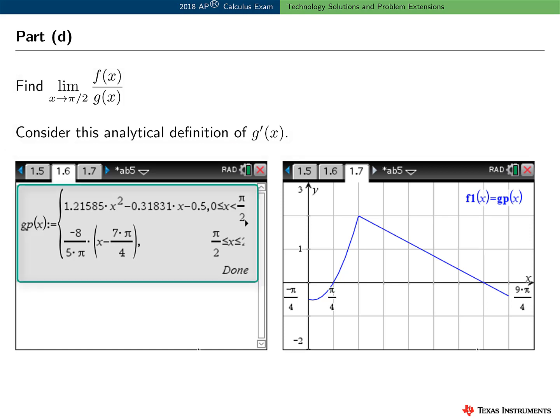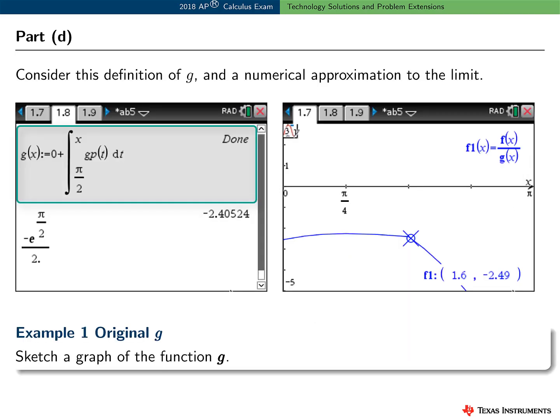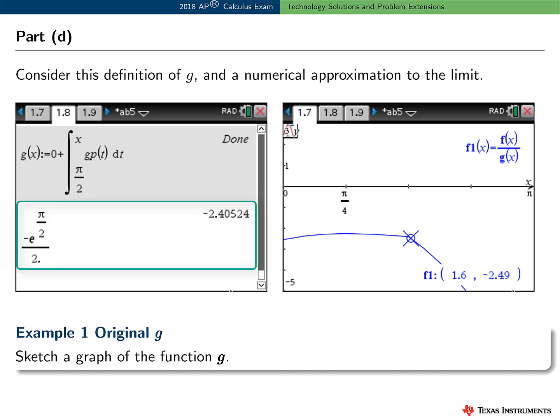Then I defined the function g prime piecewise. And here's a graph of my function g prime. It's pretty close to the one given in the problem. On a calculator page, I defined the function g. Now, I don't need the 0 out in front, but this demonstrates the net change theorem and the use of the initial condition. And I found the numerical approximation to my analytical limit.